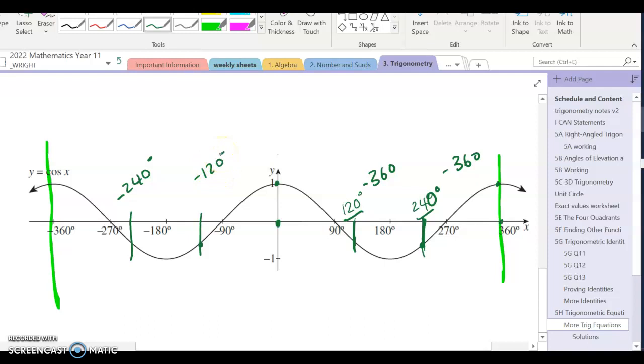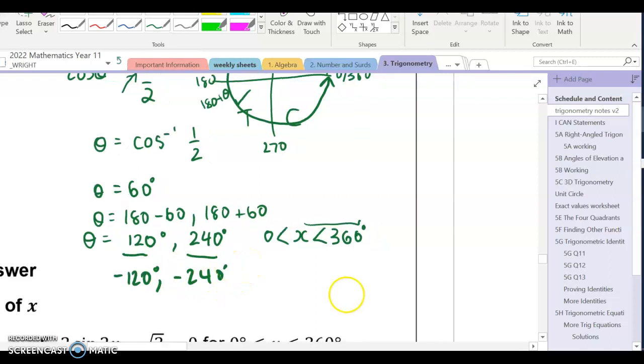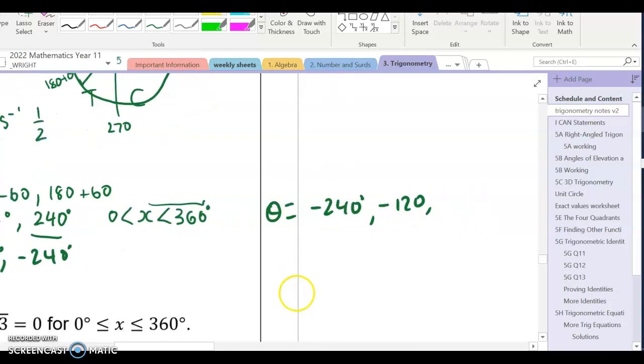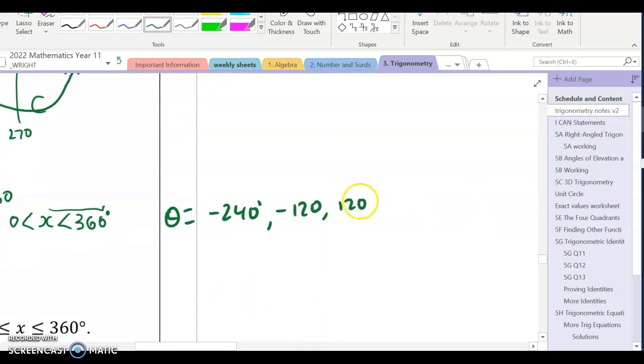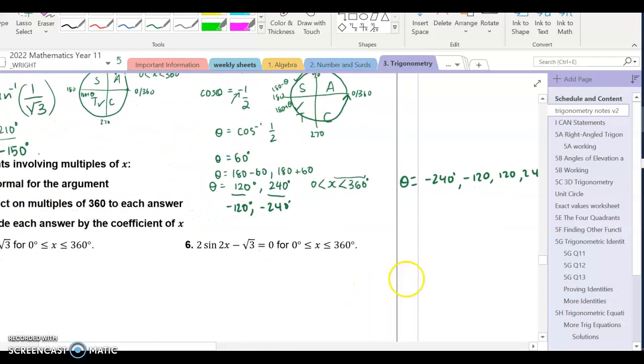So if we jump back into our solution over here, we're also going to get minus 120 degrees and minus 240 degrees. So generally, as a rule, we'd write them in order from smallest to largest. I will do that just over to the side, but you're not going to be incorrect if you don't do that. Minus 240, minus 120, 120 and 240 degrees. Okay, so again, you can do that without your having a sine graph there. You're just taking 360 off each of those, but it's nice to know why.